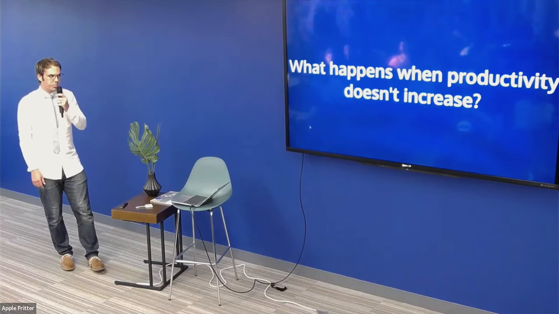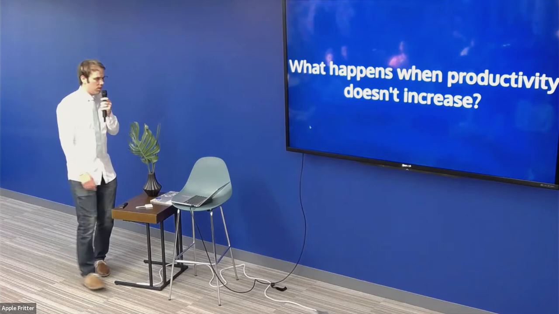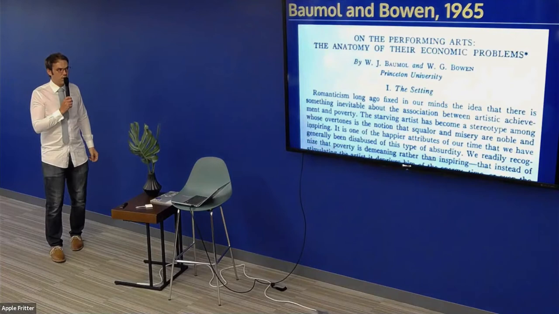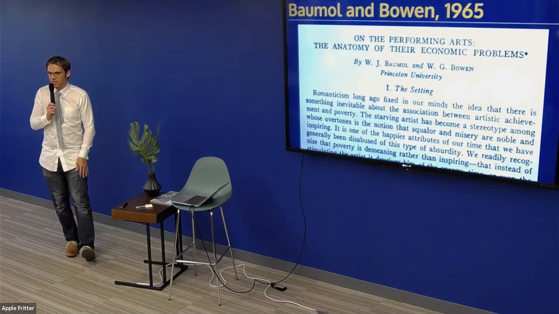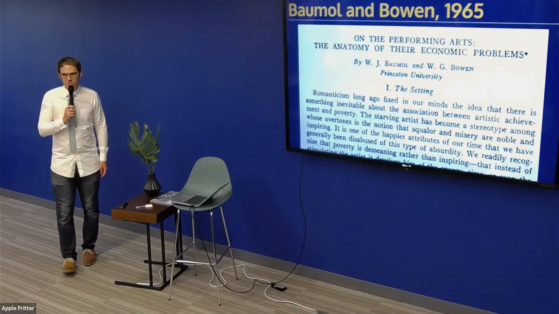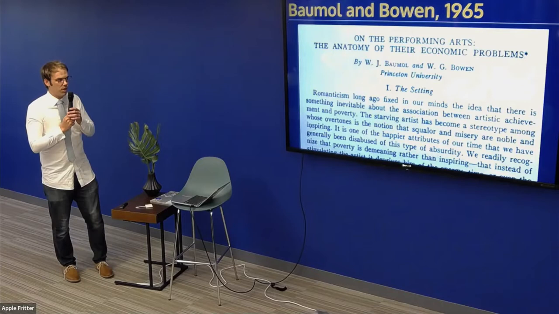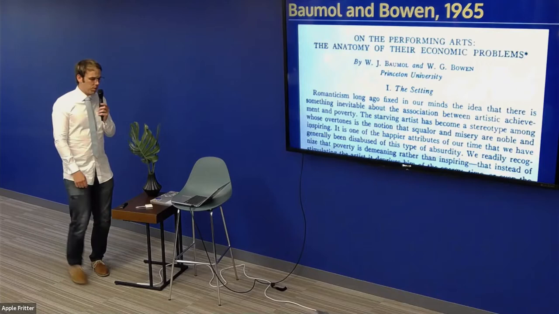So the focus of this paper is on industries where productivity does not increase. This is what William Baumol and William Bowen were looking at in 1965 when they wrote this paper. Baumol is the more famous one. He just spent more time working on this problem. This is the first paper that came out, so it tends to be the one that gets cited a lot. But he dedicated the next few decades to working on this, so he wrote a lot of papers about it. But this one in particular is about the performing arts, right? So it's basically like, why do artists starve, right?